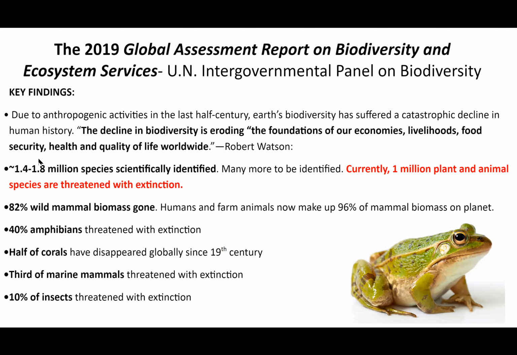However, the reality of that number is it's actually likely an underestimate. We actually think there's probably closer to about 4 to 6 million species on this planet. We just simply haven't discovered them yet. And you might ask yourself, how haven't we discovered species?